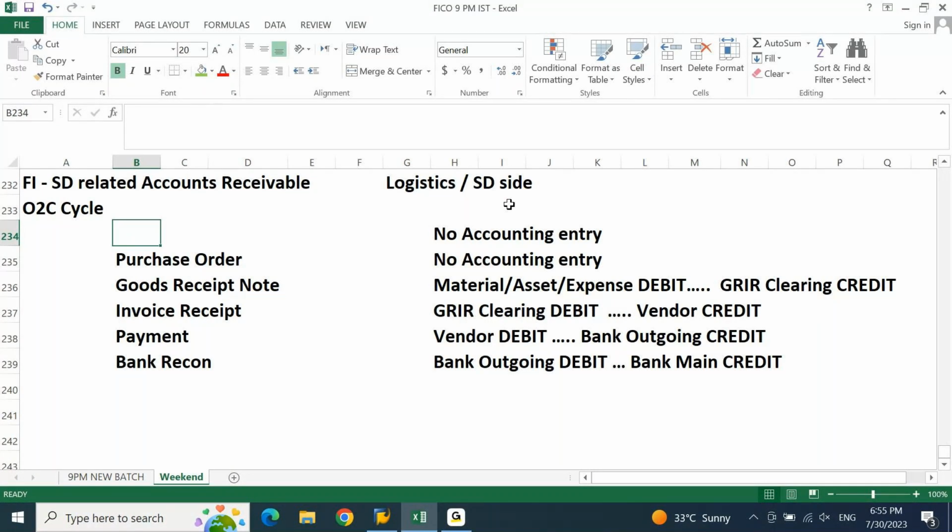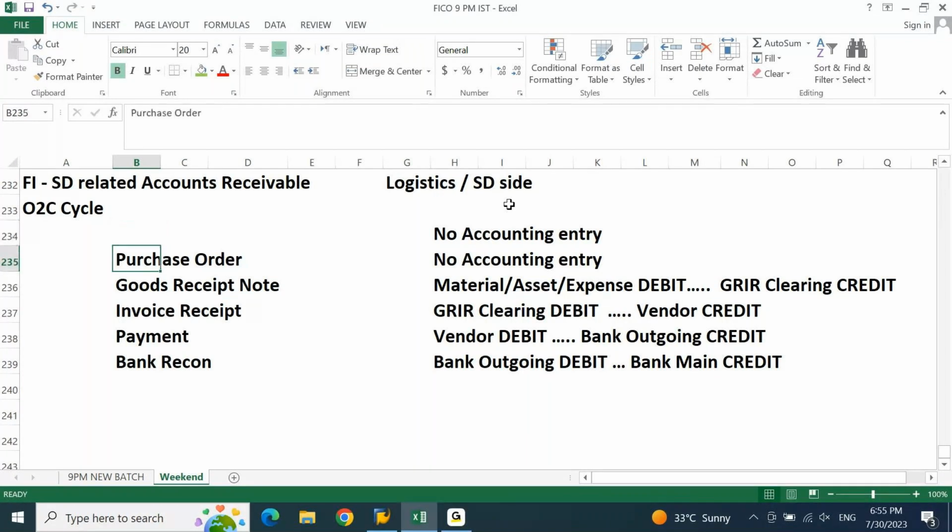Customer will place an inquiry with you. Based on that inquiry, you will be submitting quotations and all, which I'm not going to write as of now. Later on, we will try to understand it. Now we will try to understand the P2P cycle, in short the purchasing cycle, from the purchase order, and in a similar way you will have to understand the sales cycle from the sales order.